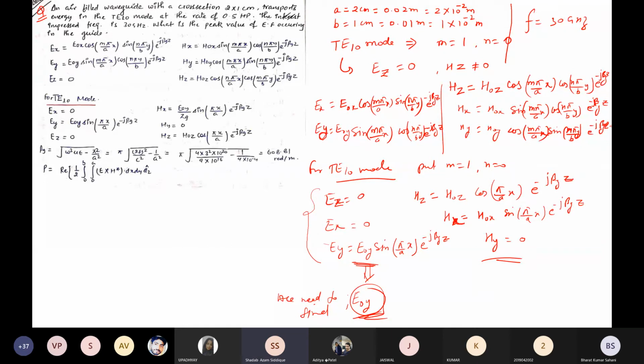We need to take the power transmission, and how the power is transmitted, how the power is going. So first of all, we will take the power transmission. We have the power transmitted equation: P is equal to real of half, integral 0 to B, 0 to A, E cross H star, or H conjugate, dx dy az.